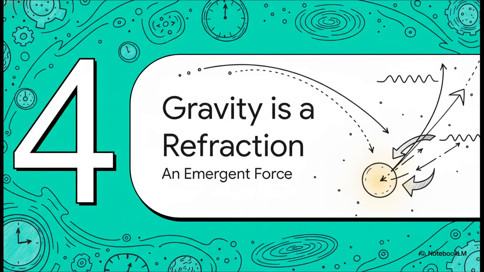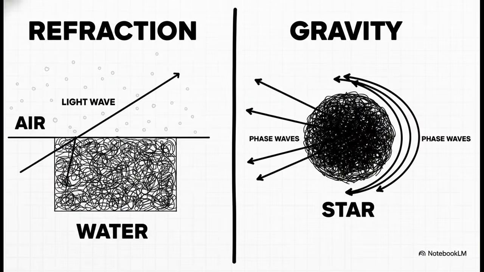Well, in this picture, gravity isn't a force that pulls you down. It's an emergent effect of the vacuum's properties changing from place to place. You know how a straw looks bent in a glass of water? That's refraction. Light bends when it moves from a thin medium, like air, to a dense one, like water. This theory says gravity is exactly the same thing.